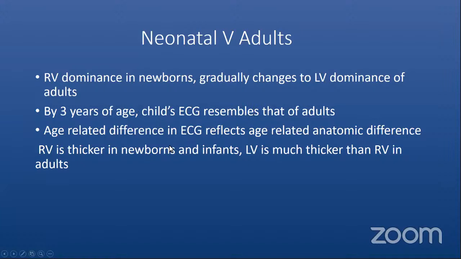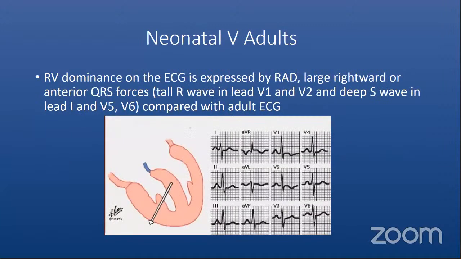The age-related differences in the ECG reflect the age-related anatomical differences, because the RV mass is more during the newborn period and during infancy. In adult life or in older children, the LV mass is 2.5 times the RV mass, while during the neonatal period and infancy, it's almost 1 to 1, or even the RV mass is slightly more than the LV. That's why there would be some RV dominance on the ECG that you will see.